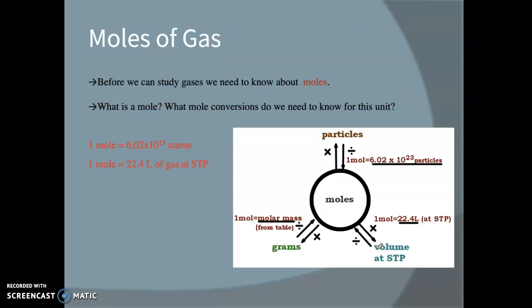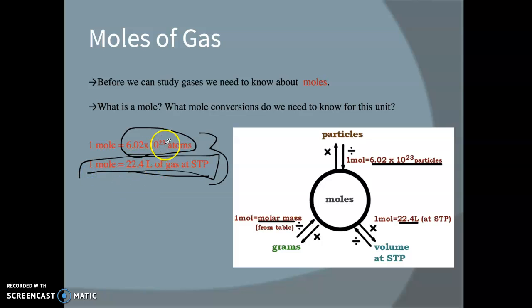Before we can study gases, we need to know about moles. This is an idea that's with us in the second semester a lot. So what is a mole? One mole is equal to a certain number of atoms. It's always that number of atoms, which is a really big number. But specifically for gases, it's 22.4 liters of gas. It's also equal to a mass. So this is a way for us to count really small particles like atoms.